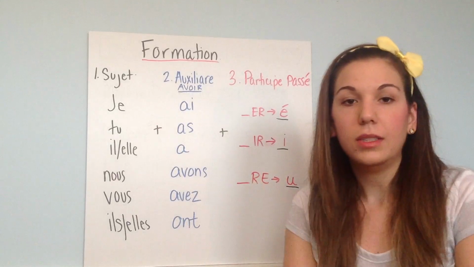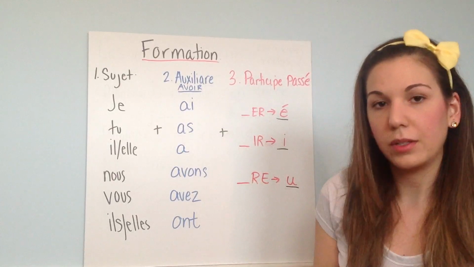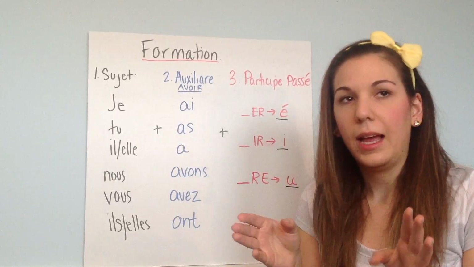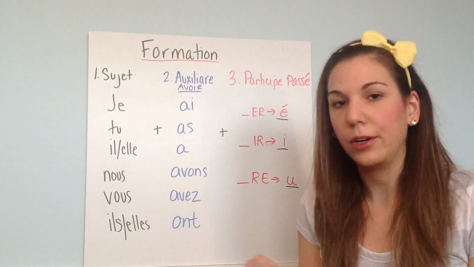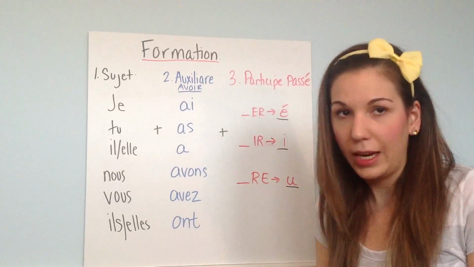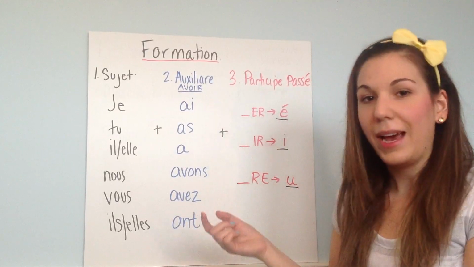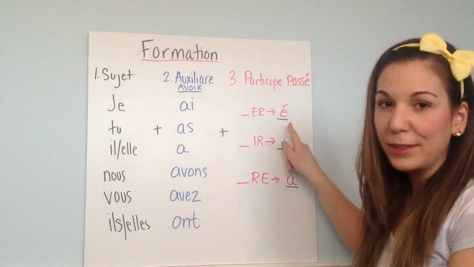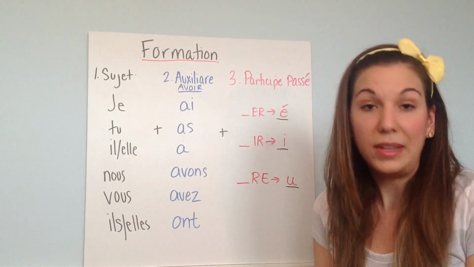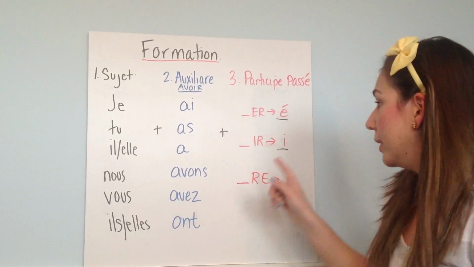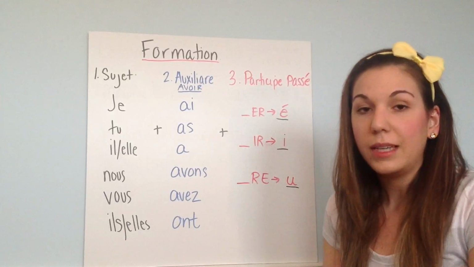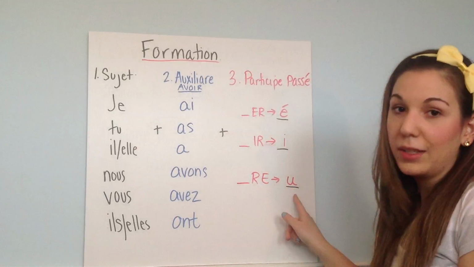The third thing we need is called a participe passé, or a past participle. What that is really is your verb, and you take off the ending and you add a special letter. So for ER verbs, for example, if your verb was parler or manger, you would take off the ER and you would add the E accent aigu right here. If your verb was an IR verb, like choisir or finir, you would take off the IR and you would put an I. And for RE verbs, like répondre, you would take off the RE and you would add a U.